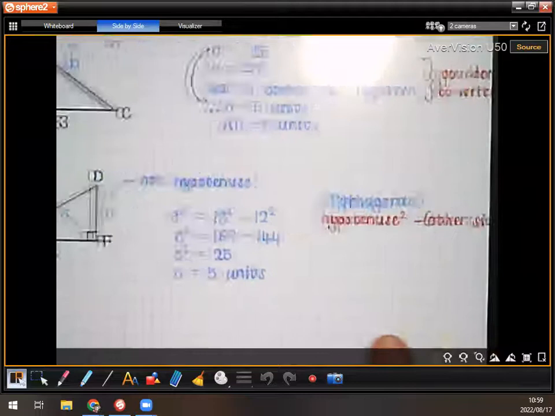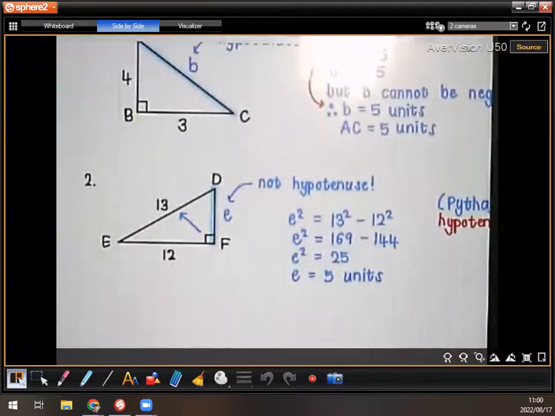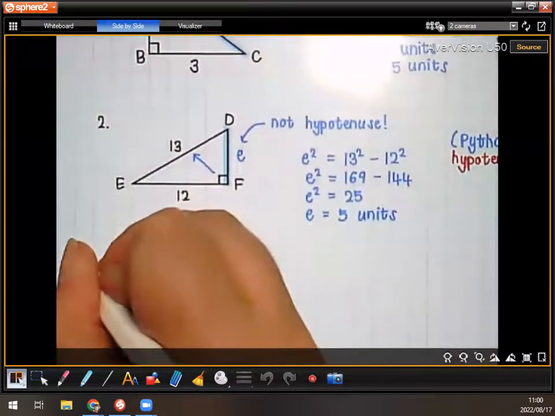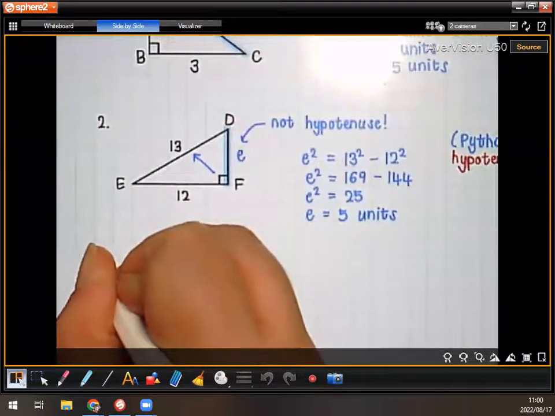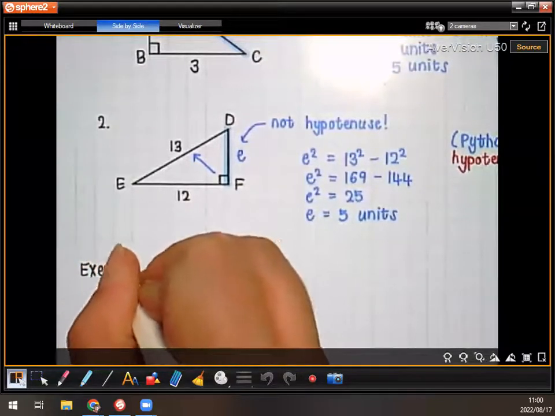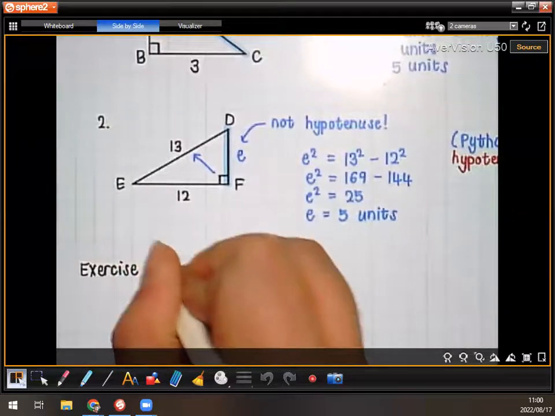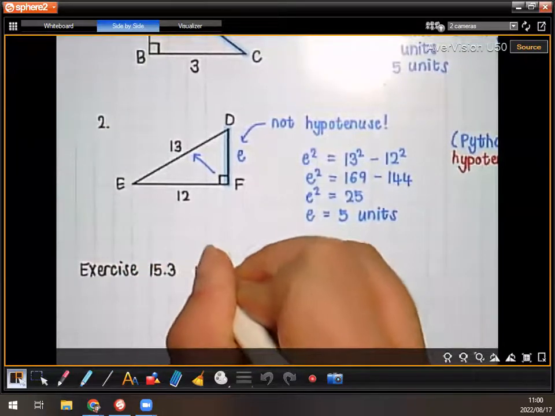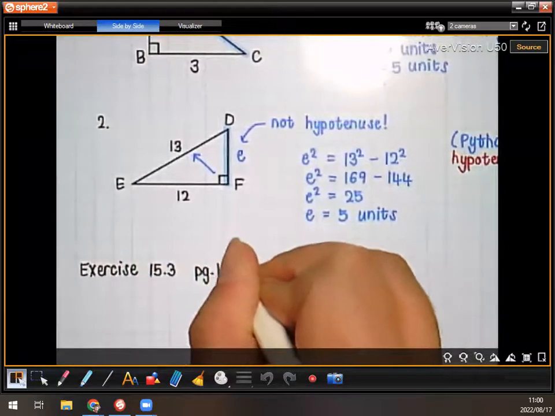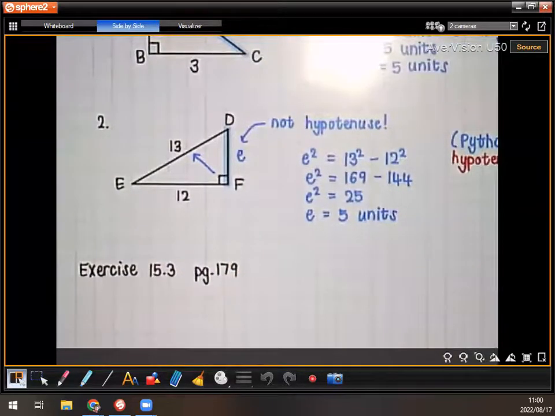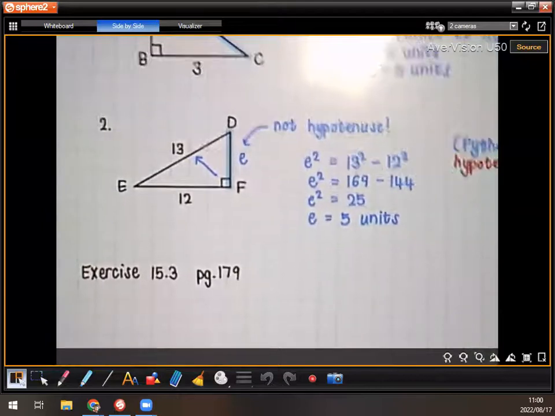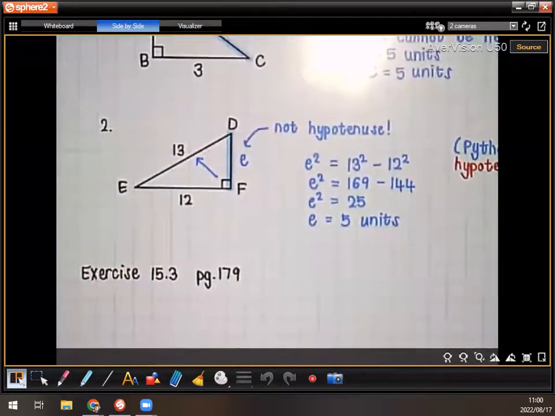Okay, guys, we are looking at exercise 15.3. I will put it on the board now for your album, but just write that down quickly.